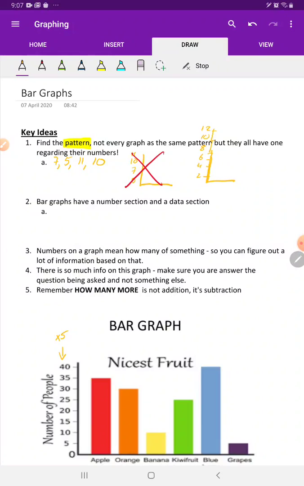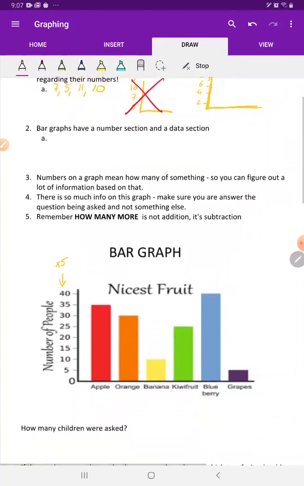Now you're going to be making bar graphs tomorrow, not today, but this is a really important concept that you have to have in your head. It's not just whatever number you want. This axis right here is a pattern. And I expect to see a pattern here, not just a random collection of numbers, okay?